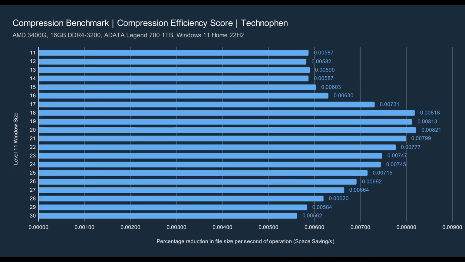Efficiency is not the aim for level 11. It doesn't even try to get a 0.01 score. All are below that. Now let's compare the space saving and efficiency at all window sizes in each level.